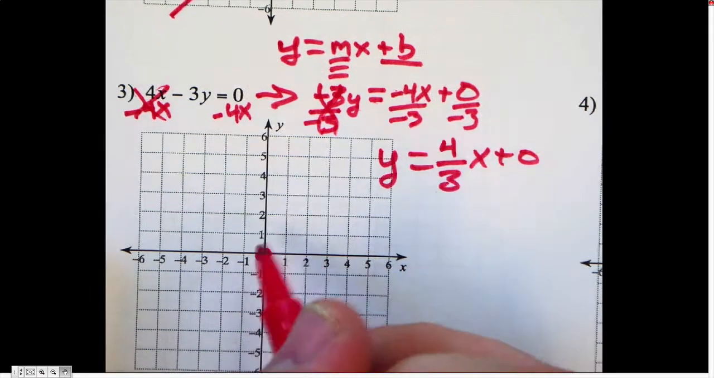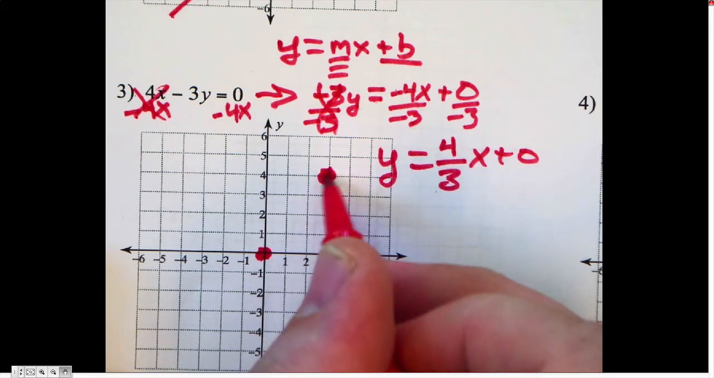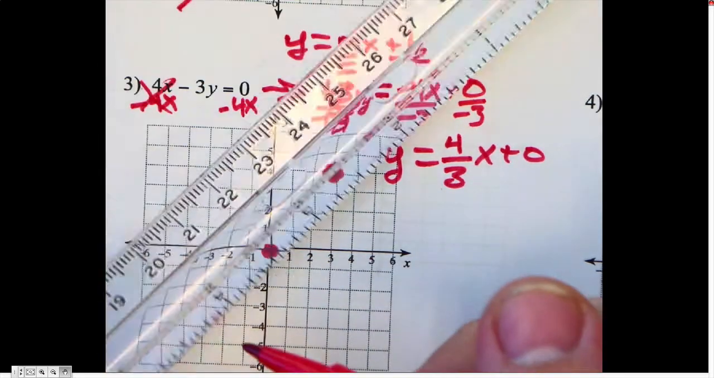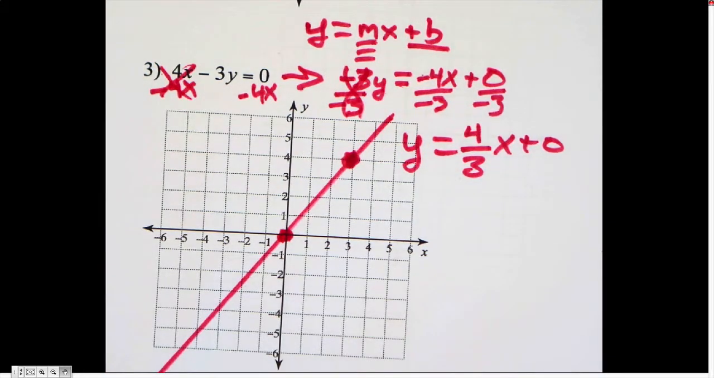So now we have up 4 and over 3. We have our slope, rise over run, and we can just graph that line now. Sometimes it's easier to just change it into slope-intercept form.